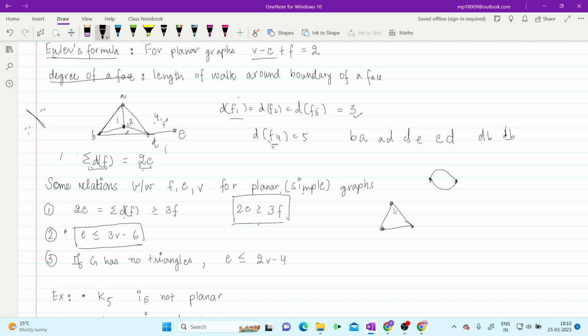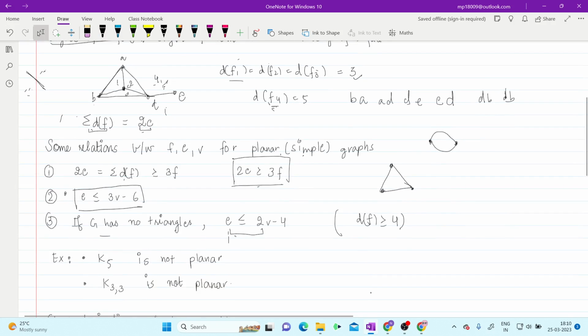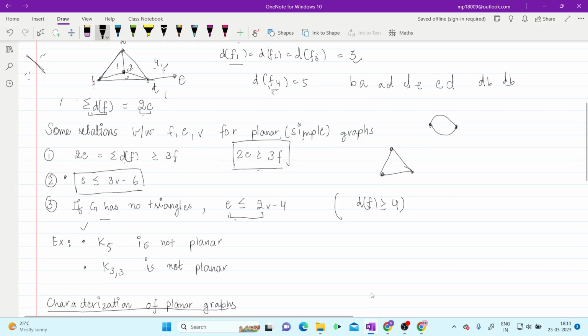And moreover, if G has no triangles, then we can also conclude that the number of edges will be less than or equal to 2V minus 4. And we do a similar thing. Since G has no triangles, we know that the degree of each face will be greater than or equal to 4. And we use similar calculations to find this. And using these two inequalities, we can show this. First is that K5 is not planar.